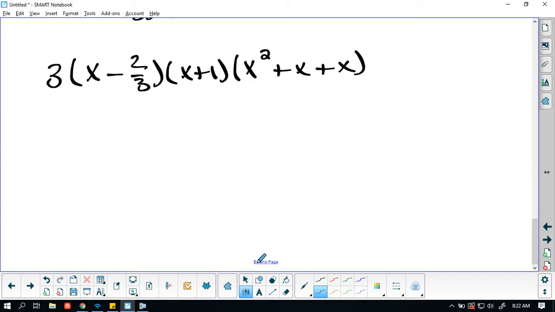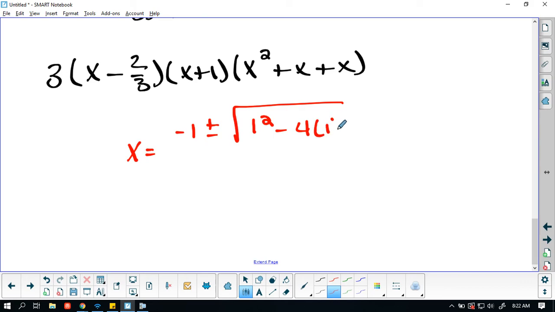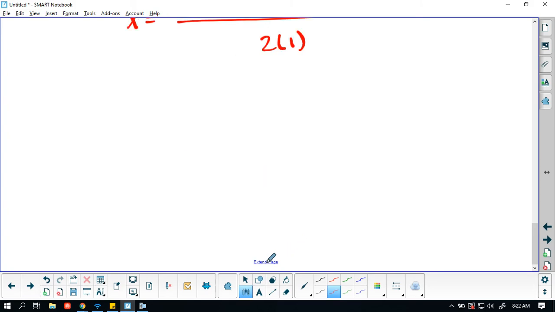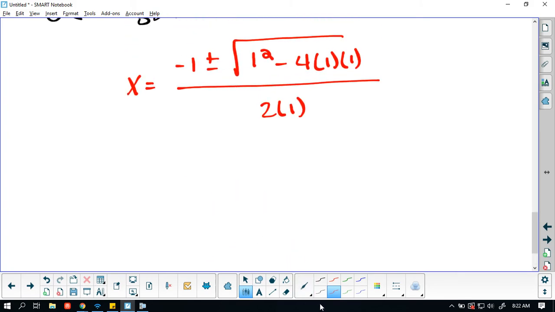And because we did test all our rational roots through the rational root theorem, and we did synthetic division to find all our factors, this is going to be the complex number. So this allows me to jump straight into the quadratic formula. Negative 1 plus or minus the square root of 1 squared minus 4 times 1 times 1, all divided by 2 times 1. Remember a, b, and c. This is easy because they're all 1s.